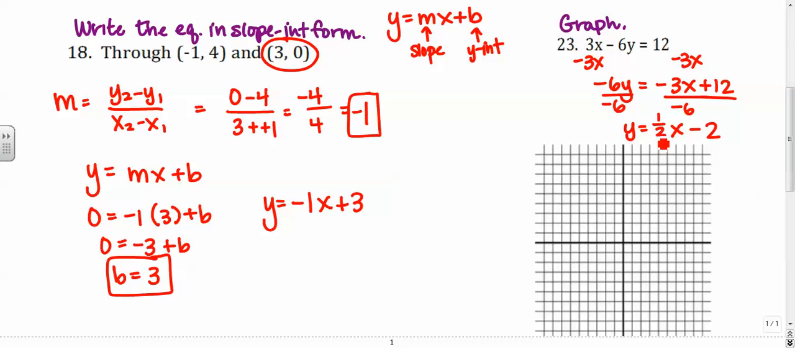So to graph it, I've got the two values I need. Start with your y-intercept, your b. Remember, b can stand for begin. I'm going to begin at negative 2. On the y-axis, count down to negative 2, and there's the first point for the line. Then move your slope, so use your m for move. A slope of 1/2 means we're going to rise 1 or go up 1 and run or go right 2. So up 1, right 2.